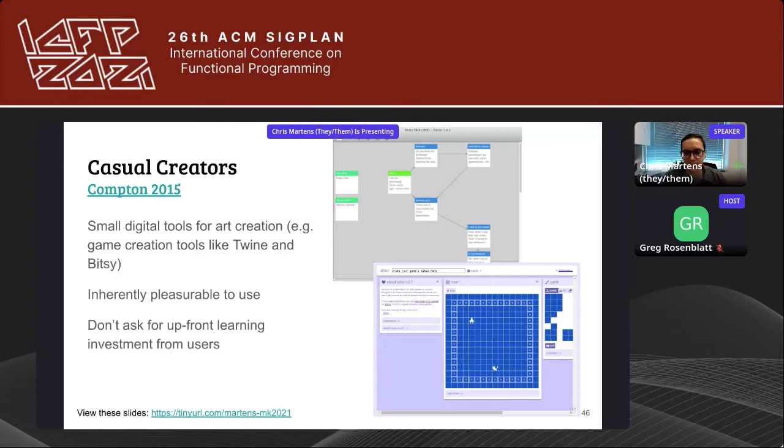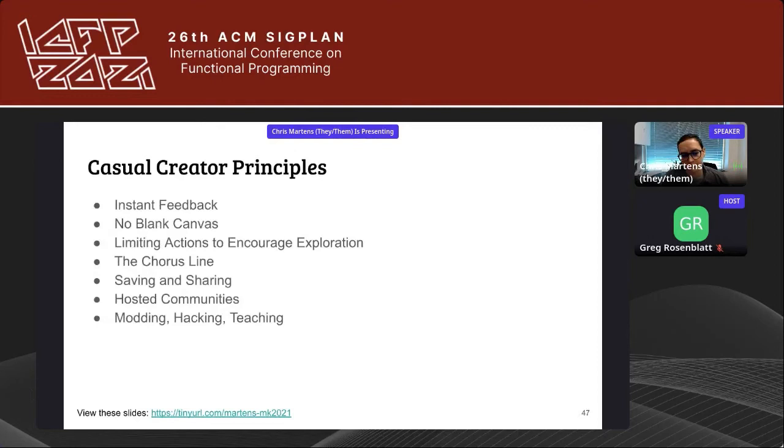So some of the principles that emerge from this casual creator work, after Kate surveyed a bunch of existing examples she considered within the space, are instant feedback, the idea of not having to wait for a full compile cycle in order to see how the change you made affected the output. No blank canvas, so the idea that there's always something on the screen prompting you about something you could do, rather than just a blank screen where you don't know how to start.